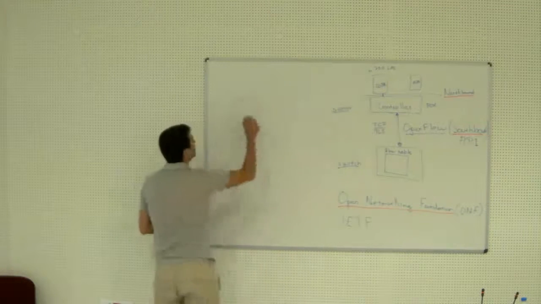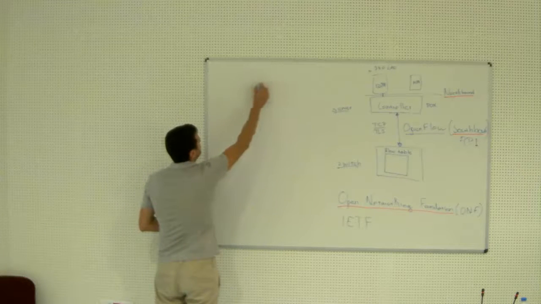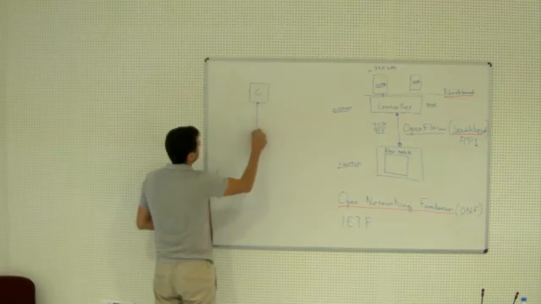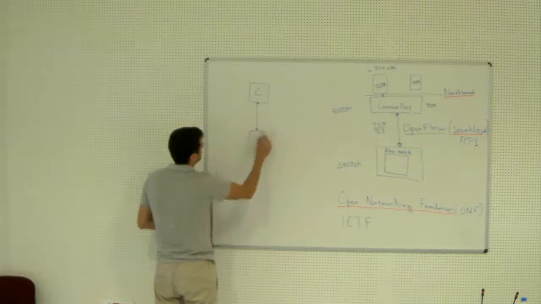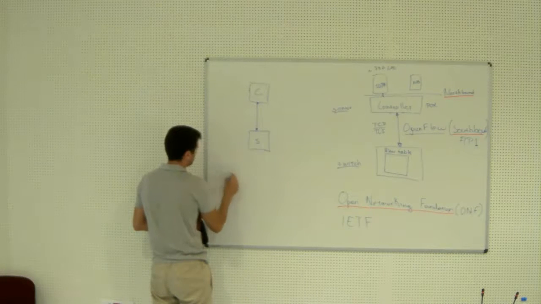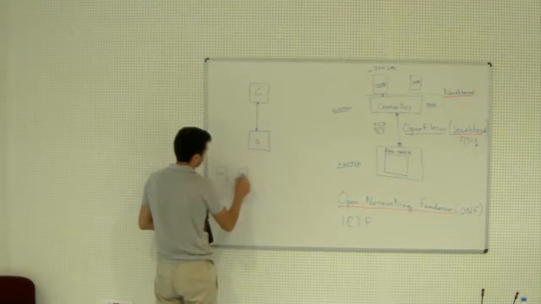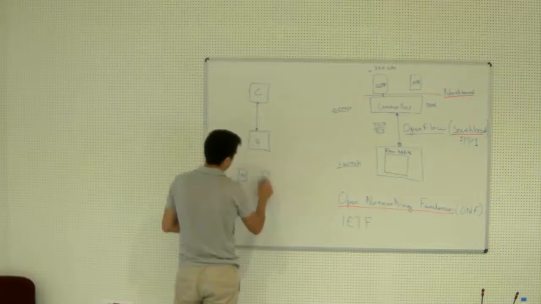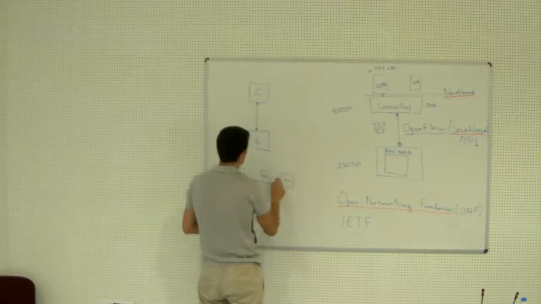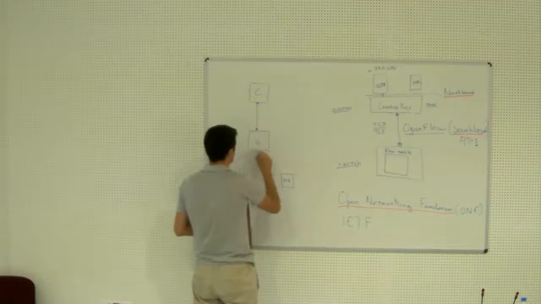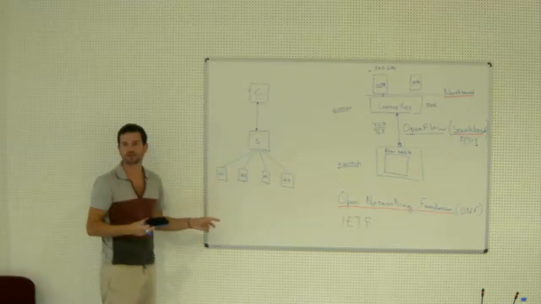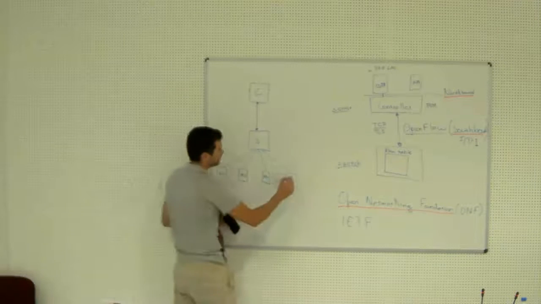Okay, so now let's do an example. So we have a controller, a switch, four hosts connected to the switch. Assume that here we also have a server.